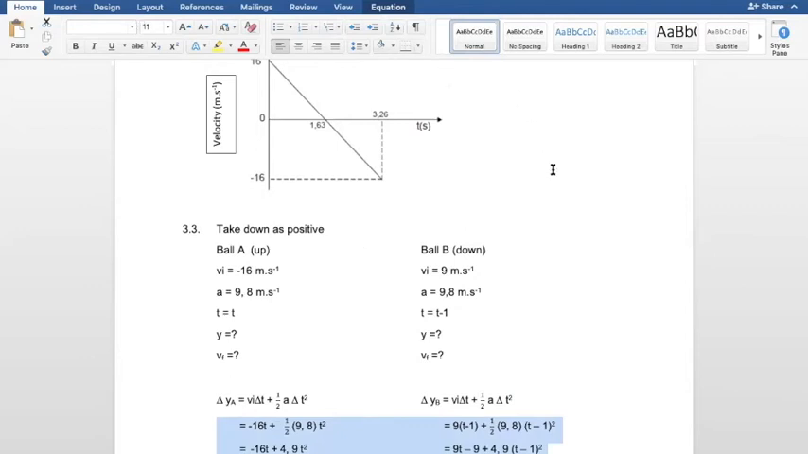Right, so write down some values there. Let's see what we get. Minus 16t plus 4,9t squared. Right, that will be the ball A. For ball A, that's all we've got.